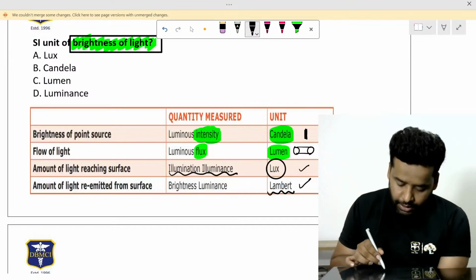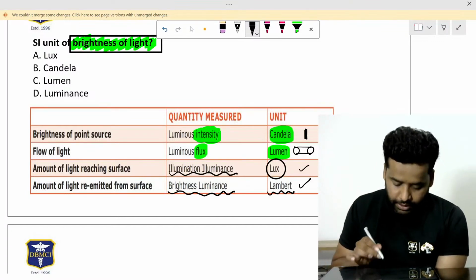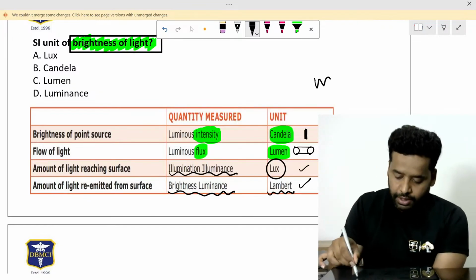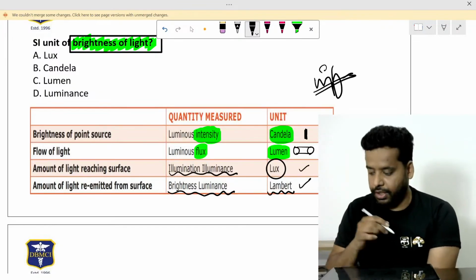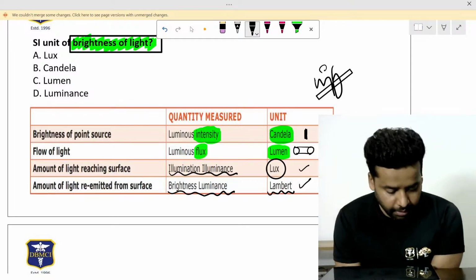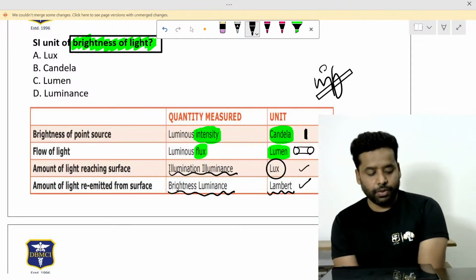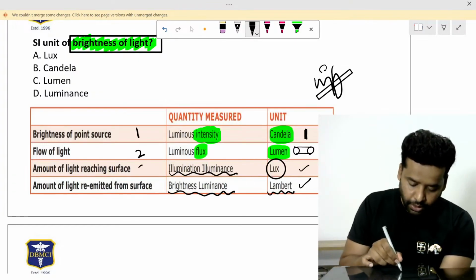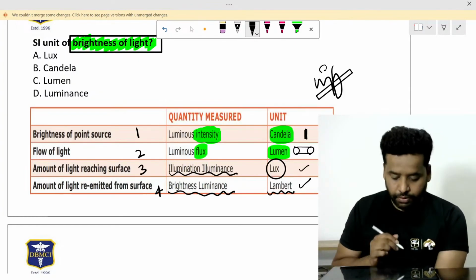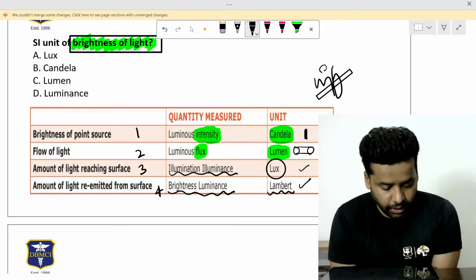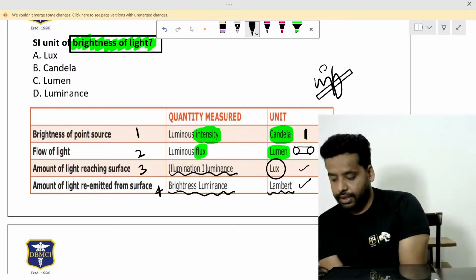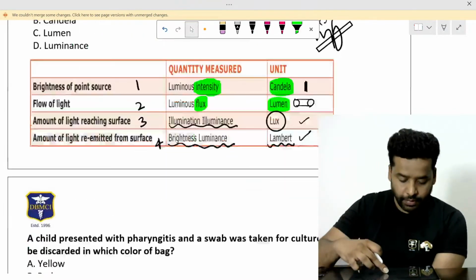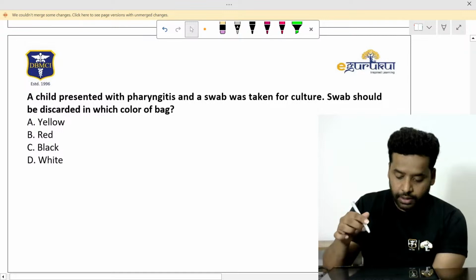So illuminance is different, luminance is different. Remember like this. This question can be repeated in the exam. Yes, sir, this table can be repeated. This can be asked in the exam. So the question was on the initial thing. If I'm telling 1, 2, 3, 4, the question was on 1: the SI unit of brightness of light. The answer is candela.